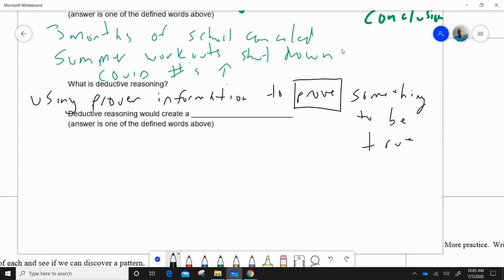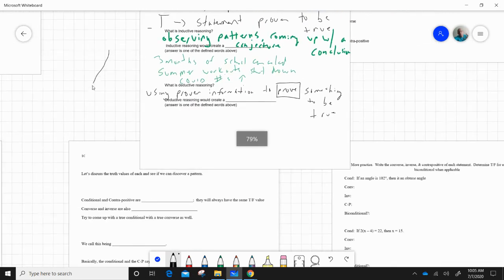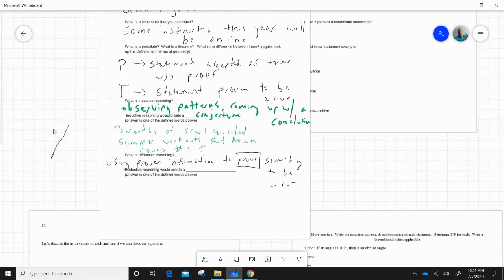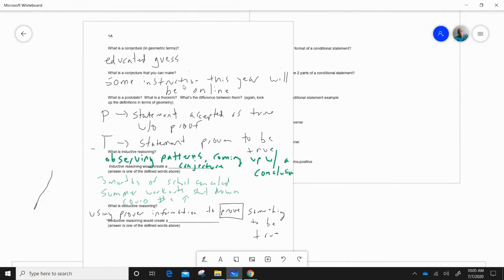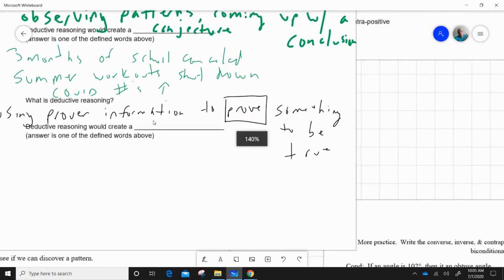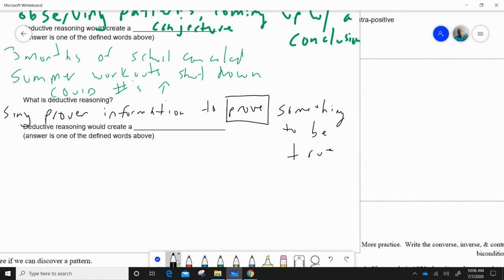So going back to our words that we looked at up here, postulate or theorem. Well, now we're going to be looking at a theorem, because deductive reasoning basically proves statements to be true. So deductive reasoning is going to create a theorem. Okay, so let's do an example of deductive reasoning here. I'm going to use this blue pen.